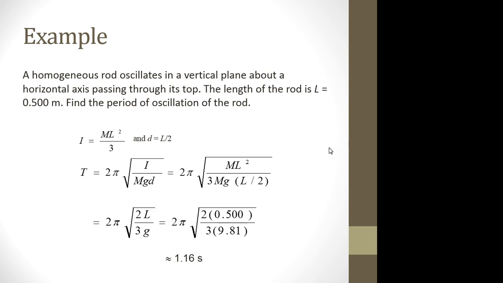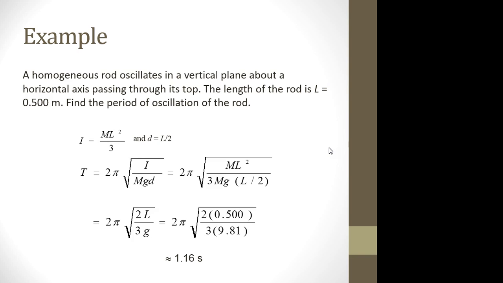Example: a homogeneous rod oscillates in the vertical plane about the horizontal axis passing through its top. The rod is of length L, 0.500 meters. Find the period of oscillation of the rod. This is your typical question. Very simple but very deadly if you have not done your work.